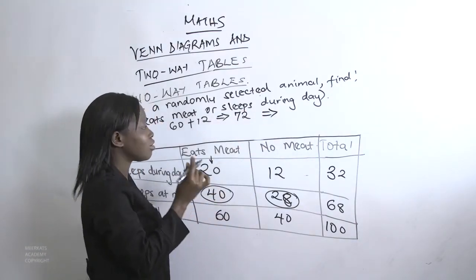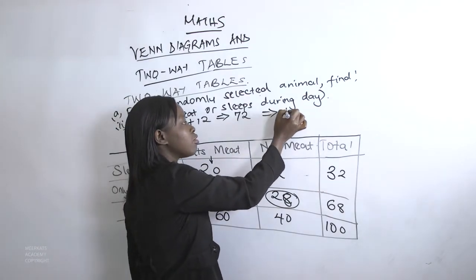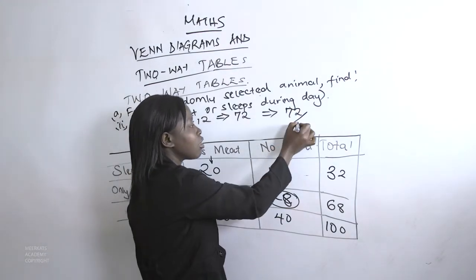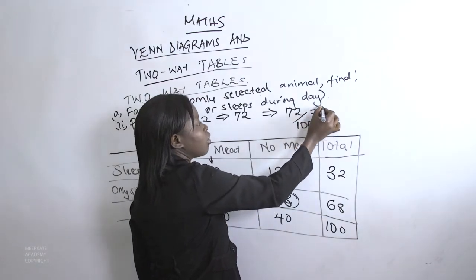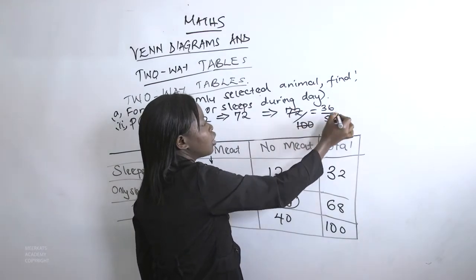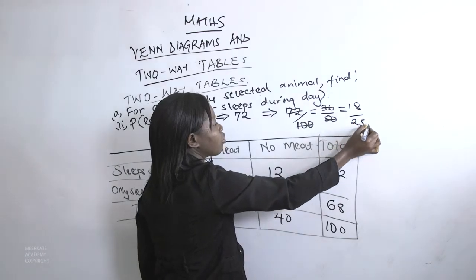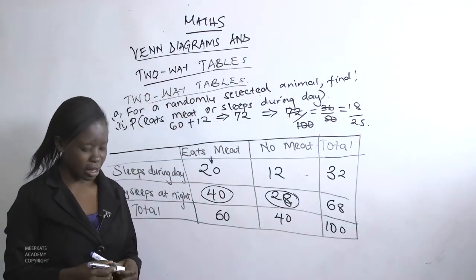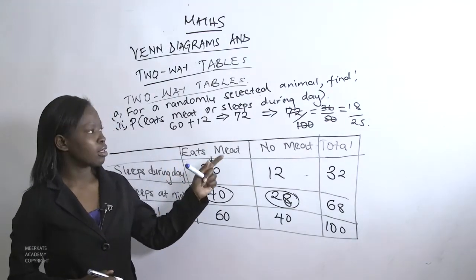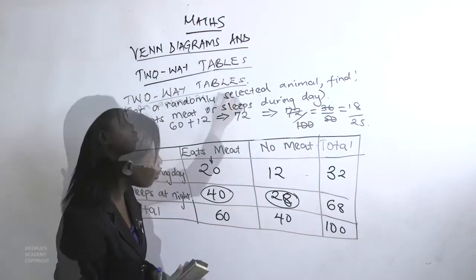So what does it mean? The probability of animals that eat meat or sleep during the day will simply be 72 over the total number of animals in that given zoo, which is 100. When we simplify, we have 36 over 50, that is by 2. Then by 2 again we have 18 out of 25. So the probability that the animal selected at random will either eat meat or sleep during the day is 18 out of 25.